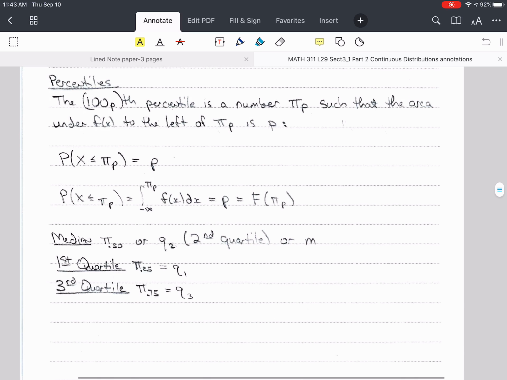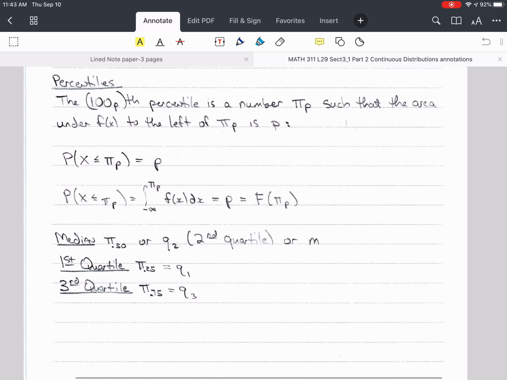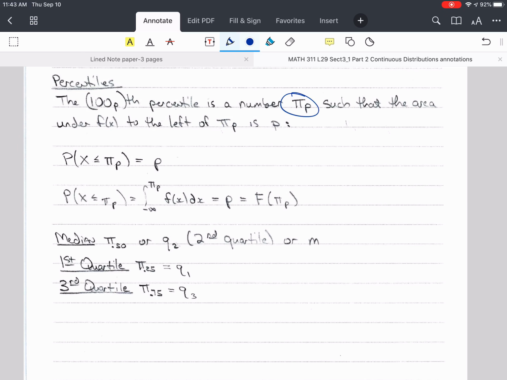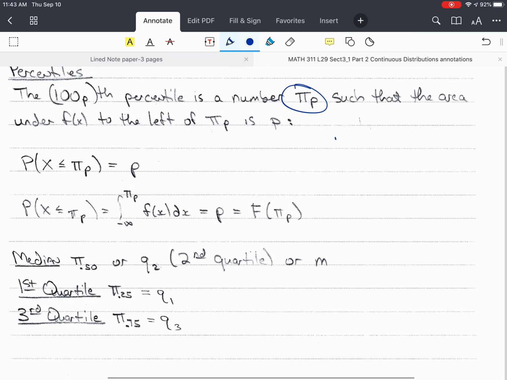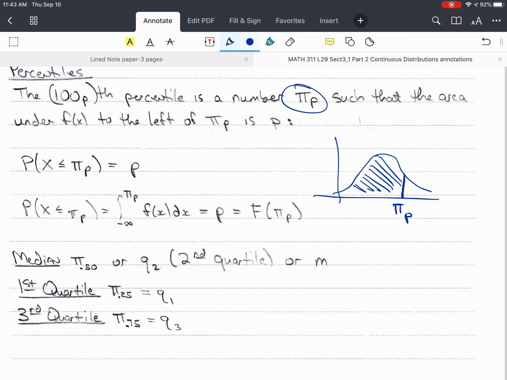So let's start with percentiles. The 100p-th percentile is a number, and we use pi sub p, such that the area under f of x to the left of pi sub p is p. So what do I mean by that? Well, let's draw a general picture here. Maybe I'll use something we'll learn about, the normal distribution. And it can be anywhere here, whatever p is, pi sub p. That means that the area over here is p.